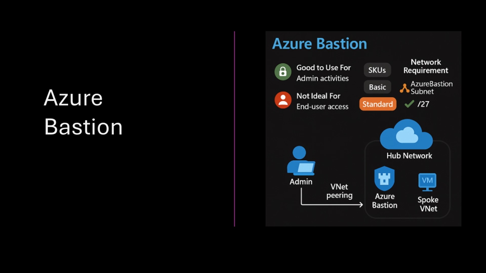So, what's your key takeaway? Use Azure Bastion for secure admin access to Azure VMs. Avoid using it for end user scenarios or application access. Deploy in Hub VNet for centralized access across spokes. Choose basic SKU for light use, standard SKU for production. Always configure the AzureBastionSubnet properly with required NSG rules.